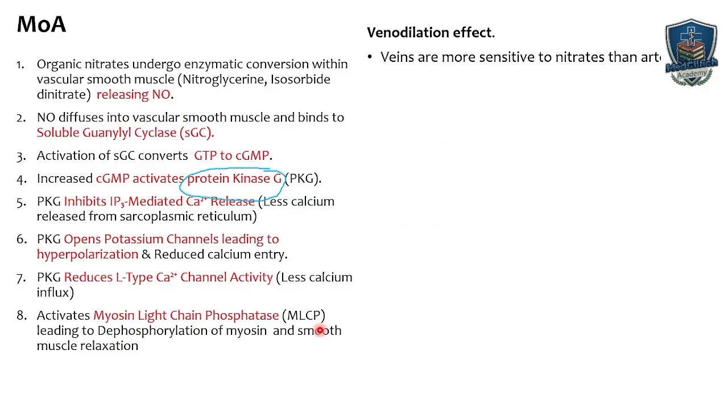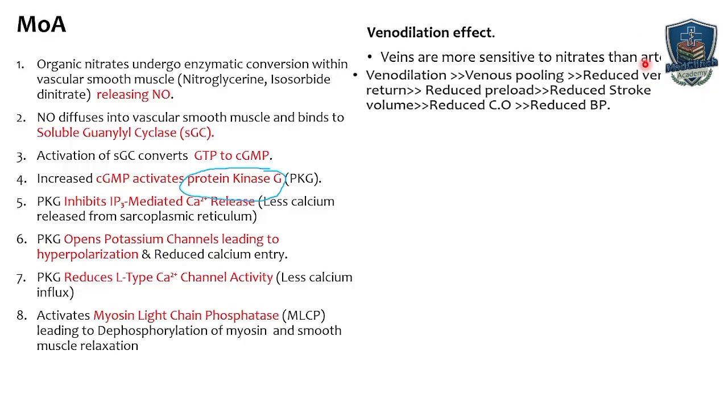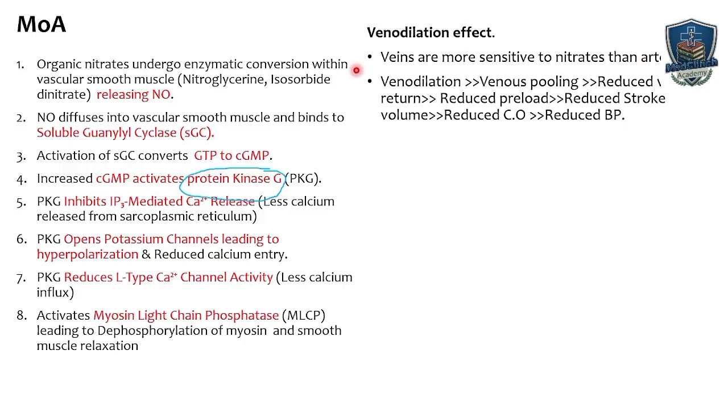Now, the nitrates and the nitric oxide donors, they always have two effects. They've got the venodilation effect, and also they've got the arterial dilation effect. Now, for venodilation effect, we know that veins are more sensitive to nitrates than arteries. That's something that I explained in our previous slides. That being said, there will be venodilation, which will lead to venous pooling.